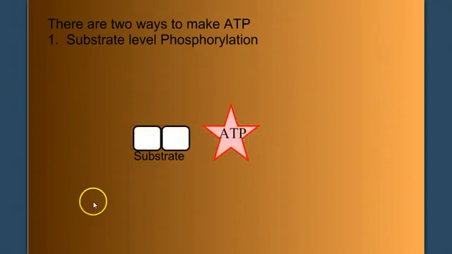We have substrate level phosphorylation. ADP was phosphorylated into ATP with a direct transfer of a phosphate group. So we call this substrate level phosphorylation. The substrate donates the phosphate.